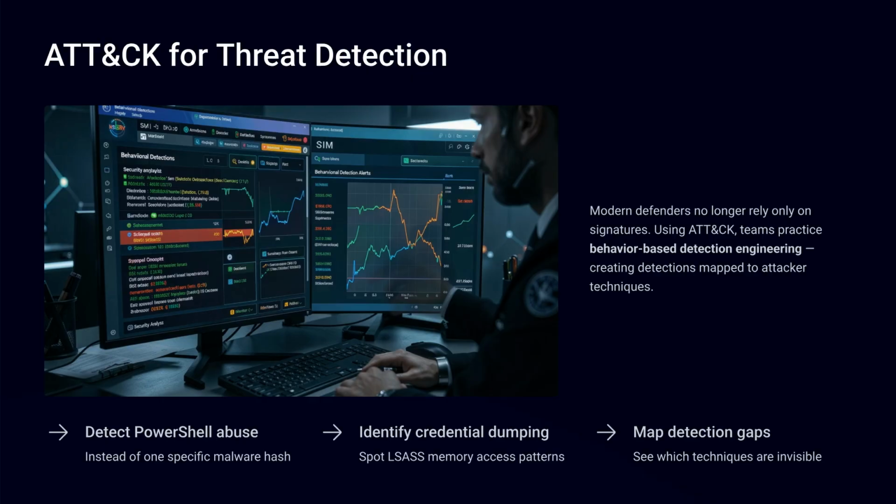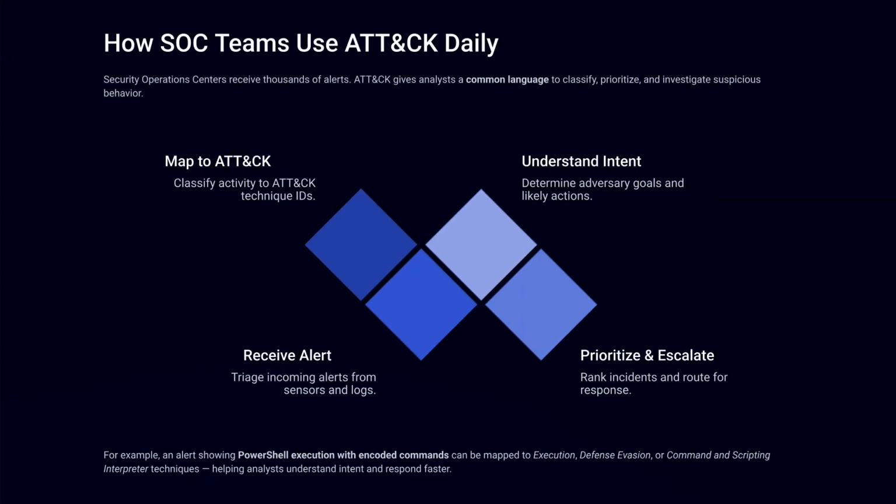This allows teams to create detections mapped to specific attacker techniques. Examples include detecting PowerShell abuse, identifying credential dumping, and mapping detection gaps. SOC teams use ATT&CK daily, as it provides a common language to classify, prioritize, and investigate alerts.